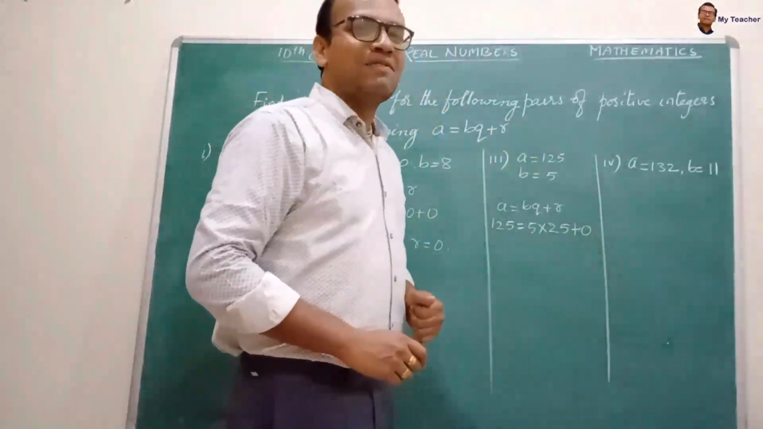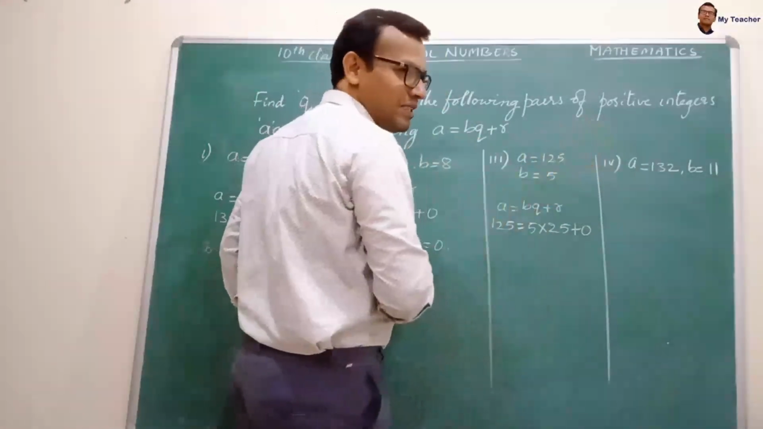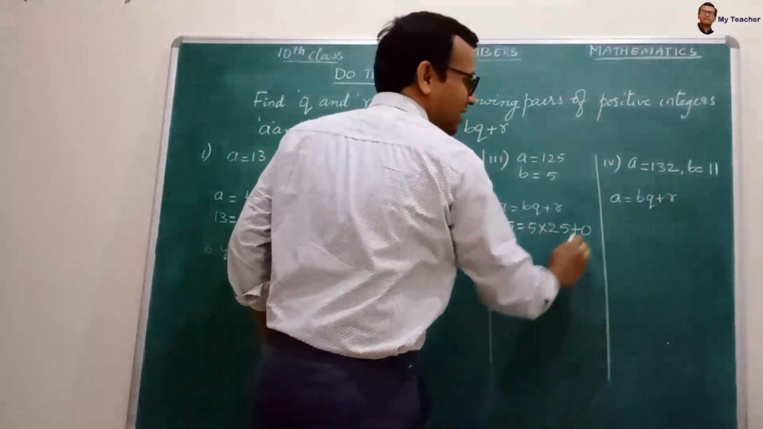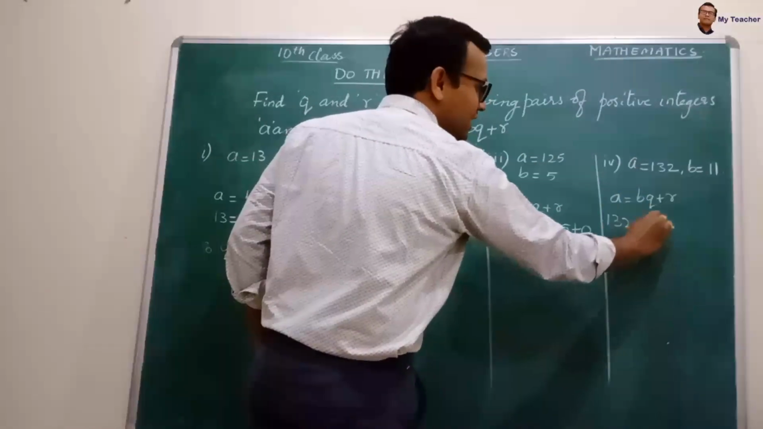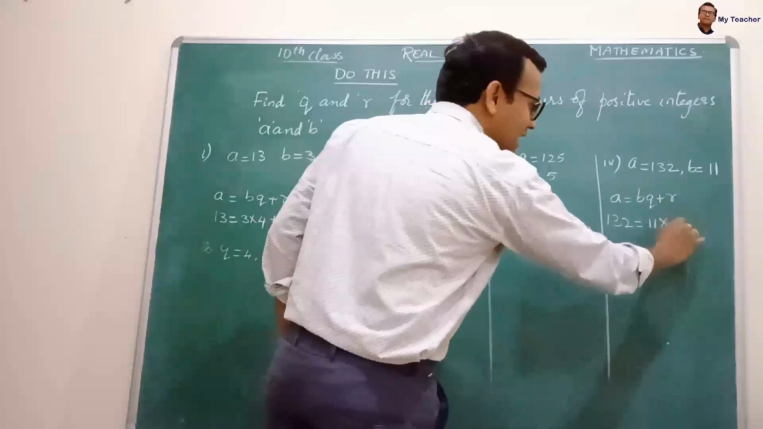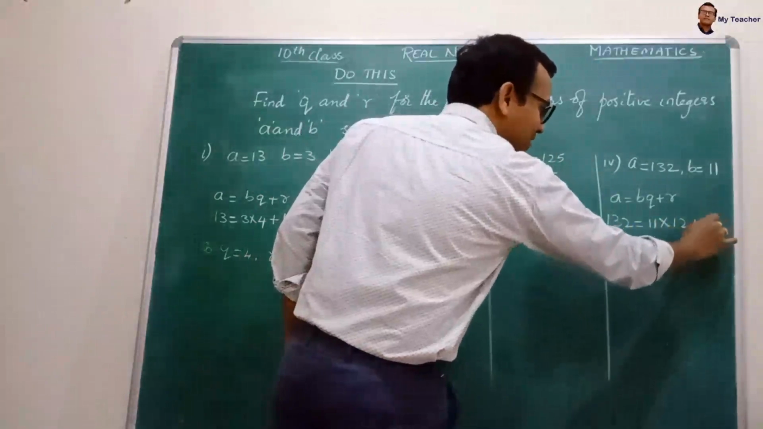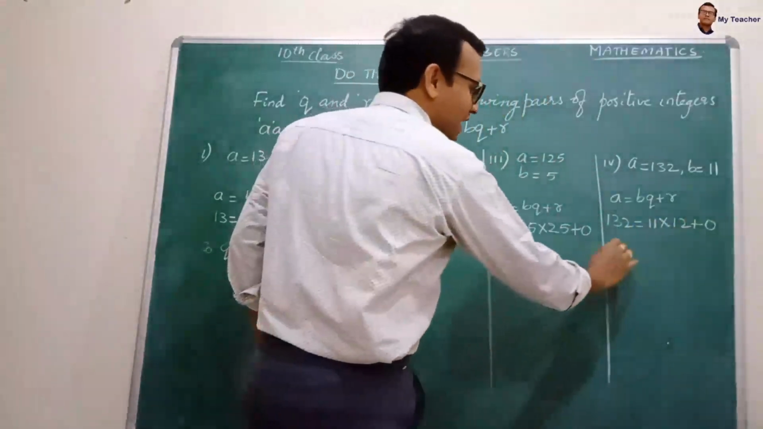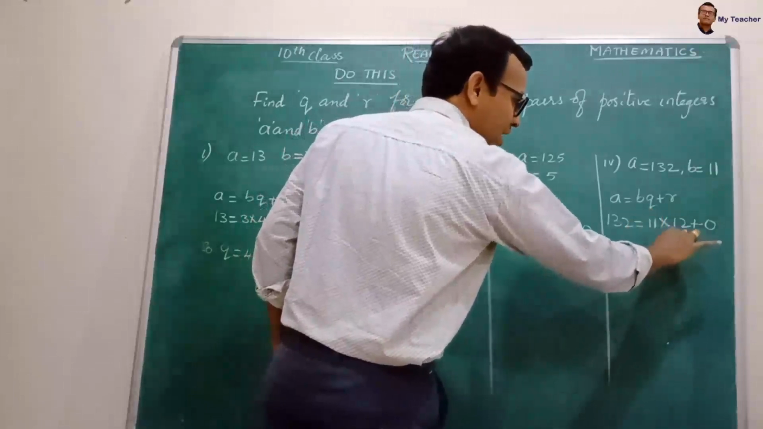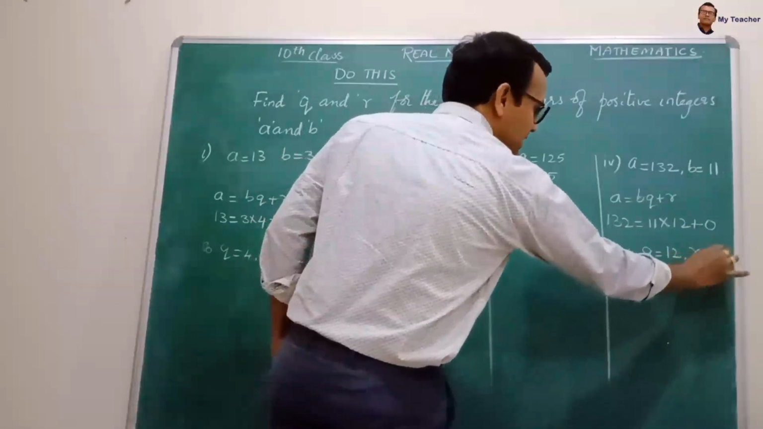Now we'll move to the fourth one. A value is 132, B value is 11. Given relation is A is equal to BQ plus R. Means 132 is equal to 11 into, so how many times? 11 12's are 132. So it is completely divisible. Remainder is 0 here. Q value is how much? B value 11, Q value is 12 and R is 0.